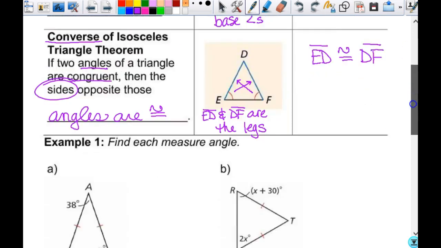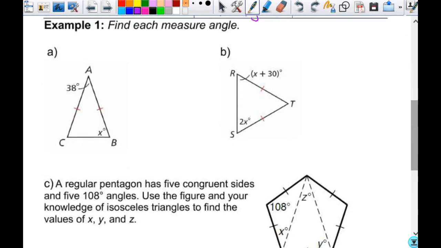All right. So let's look at this. It says find each measure angle, which makes no sense. This should say angle measure. Okay, what I meant, you know what I mean. Almost, but not really. I think what I was going for was find the measure of each angle, but that didn't really happen, and so whatever. But all right, let's look at A.